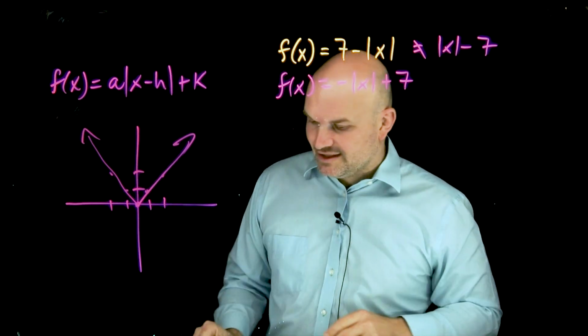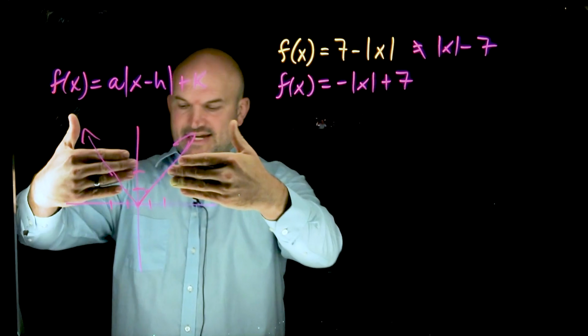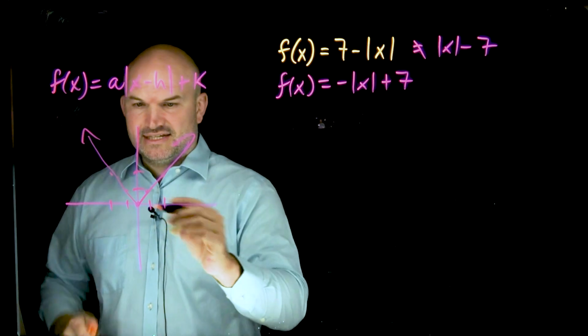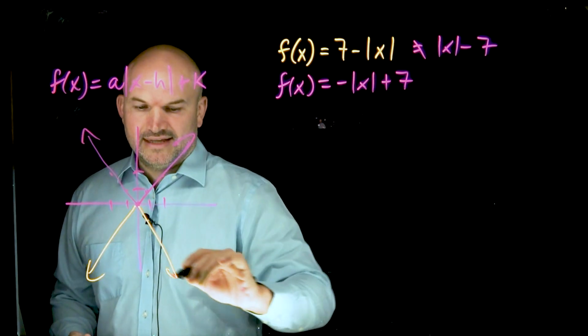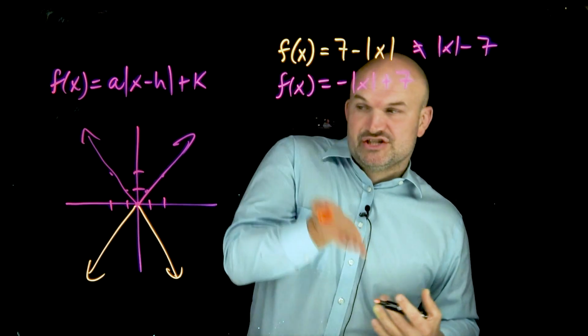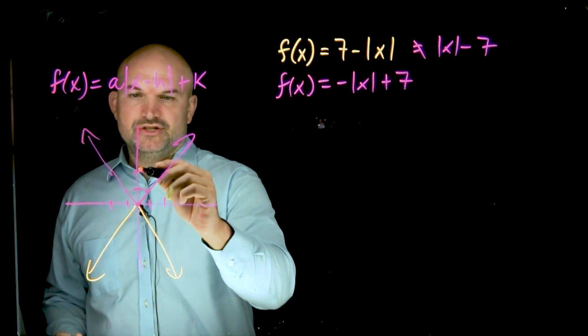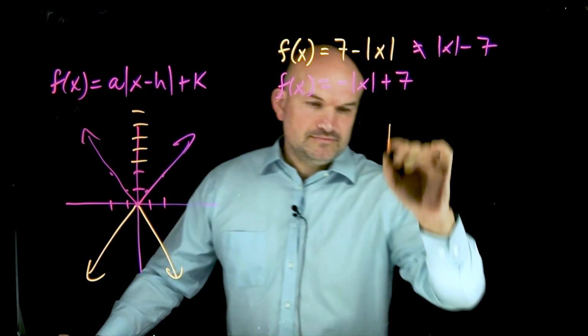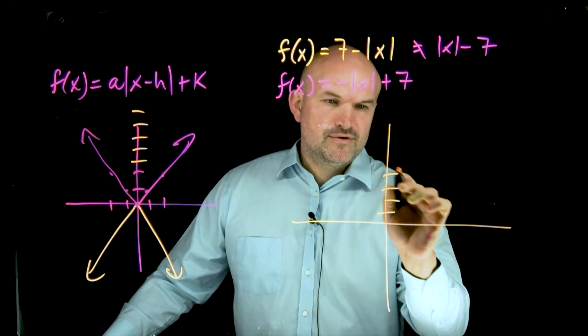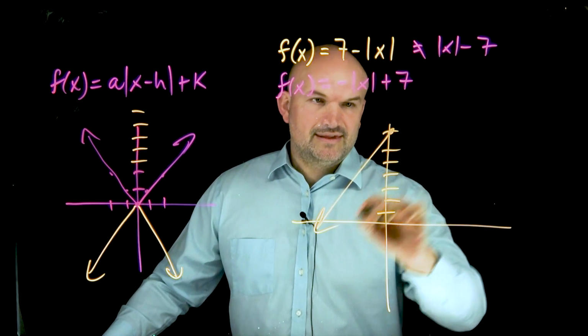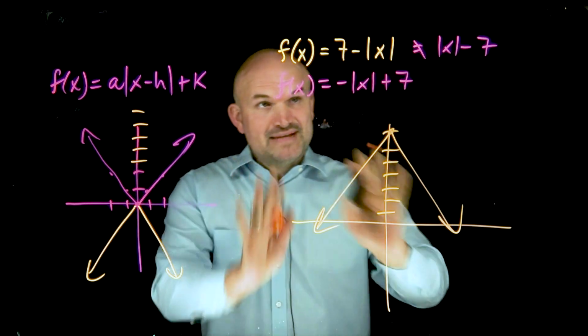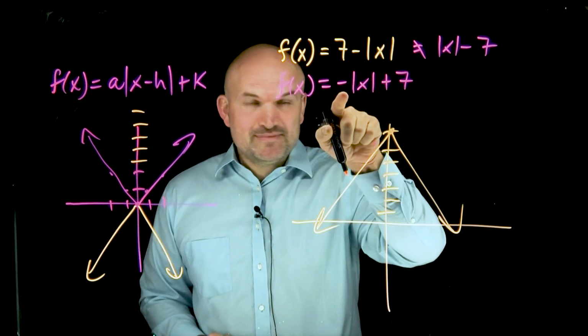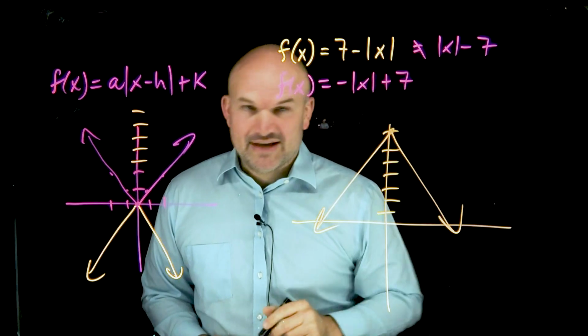So first we apply the transformation of a reflection. So we're going to take this graph and reflect it about the x-axis. Now it's going to look something like that. Then what we're going to do is shift the graph up 7 units. So 1, 2, 3, 4, 5, 6, 7. So then the graph is going to look like this. There you go. Do not make this common mistake. Always make sure you apply the reflection first and then do the vertical shift.